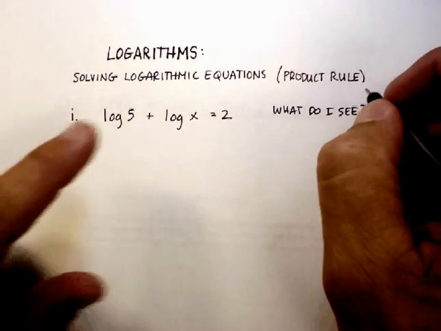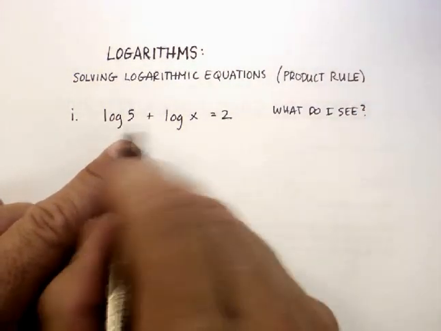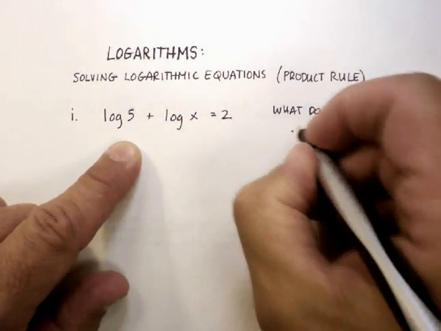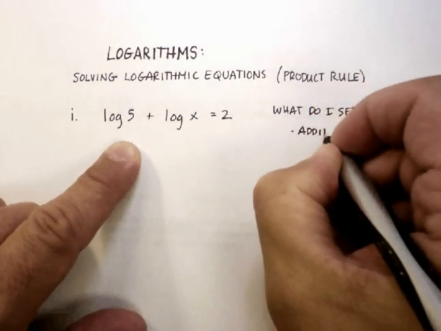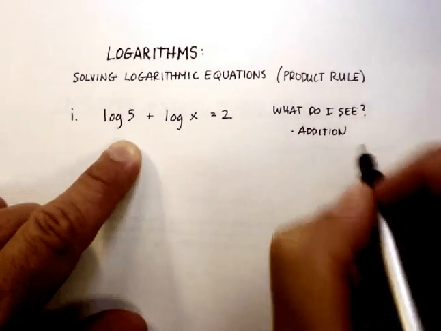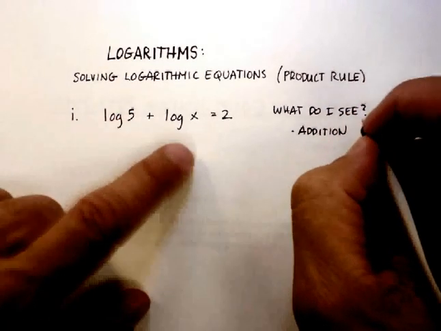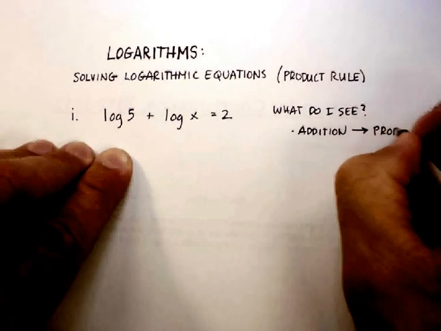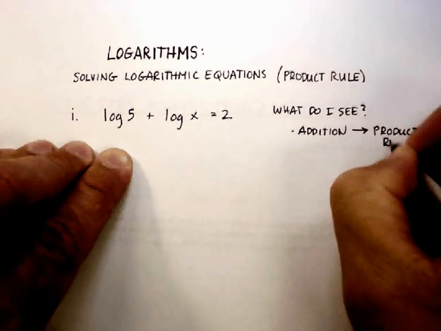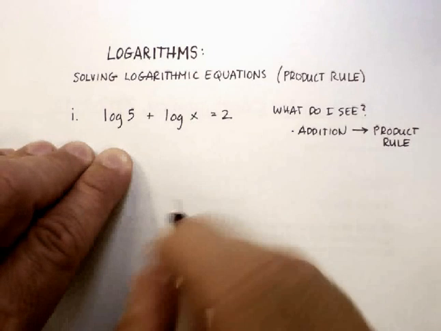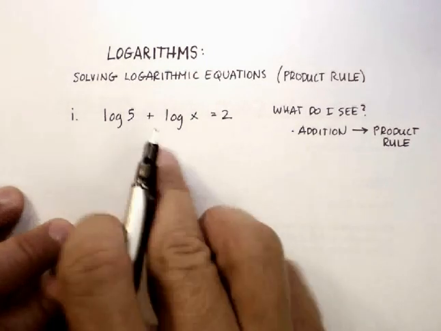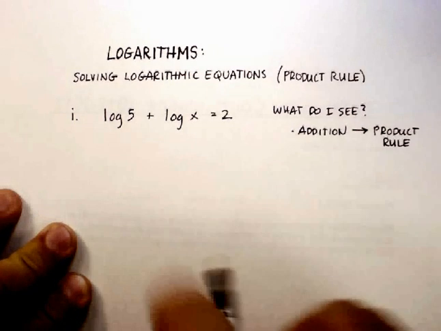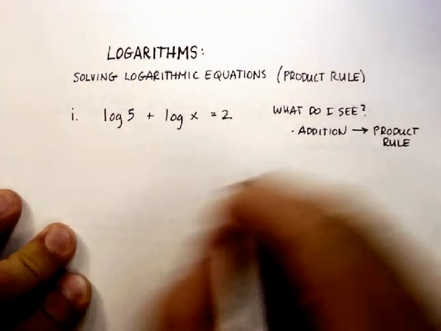Now, notice what I'm getting at here. I'm noticing two things. First of all, I see that it's an addition. And when you're adding two different logs, that's a signal that you're using what's called the product rule. Just like if it was a subtraction, that would be a signal that you're using the quotient rule. But I know that for this one, it's going to be the product rule. Now let me explain that here in just a second.